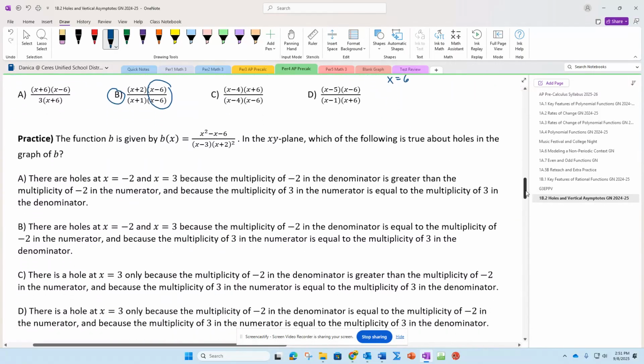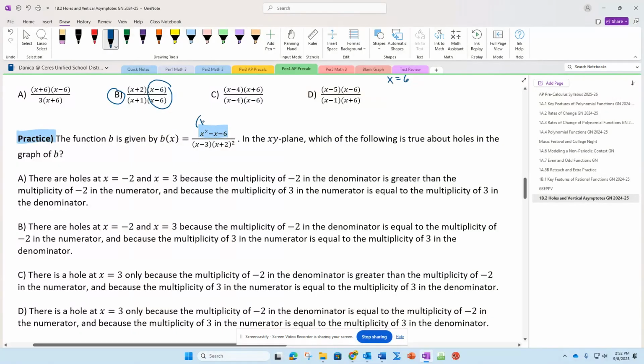All right. Next practice problem, you've got a function b, which is given as this rational function. In the xy plane, which of the following is true about holes in the graph of b? So pausing here would be good. All right, so here we're looking at understanding that we would need to complete the factoring of this trinomial to be able to really figure out what's going on with holes and vertical asymptotes and whatnot.